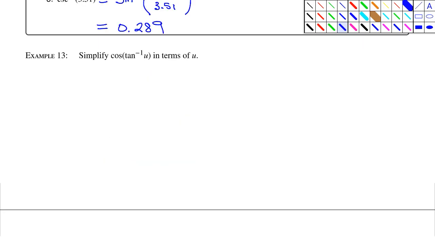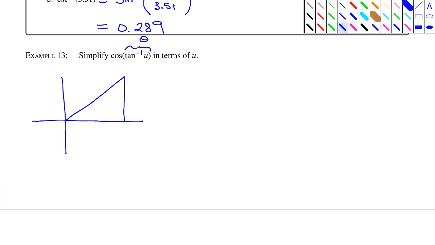Finally, example 13. Simplify the cosine of the arctangent of u in terms of u. So this turns out to be a very valuable skill when you get to Cal 2, is how can you express some quantity that has some trig and inverse trig stuff going on around it. The trick is to do the following. Let's draw this in the first quadrant. Let's go ahead and declare that the inverse tangent of u is going to be theta.